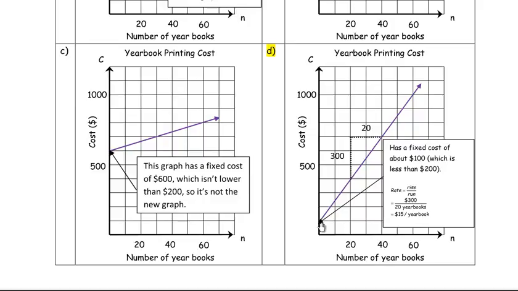For D, this graph starts at 100. That's okay, the fixed cost is $100, which is less than $200. Let's calculate the rate. I joined this point and this point together, so that would be $100, $200, $300 over 20 yearbooks. It goes 10, 20. So $300 divided by 20 yearbooks would be $15 per yearbook, so that has a higher rate per book. So a lower fixed cost and a higher rate per book, that's why D is the correct answer.